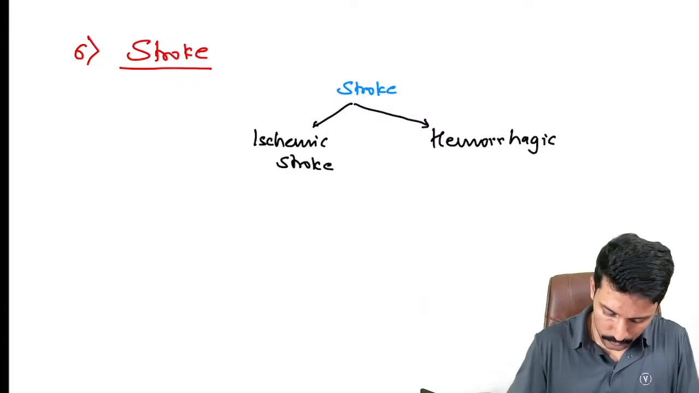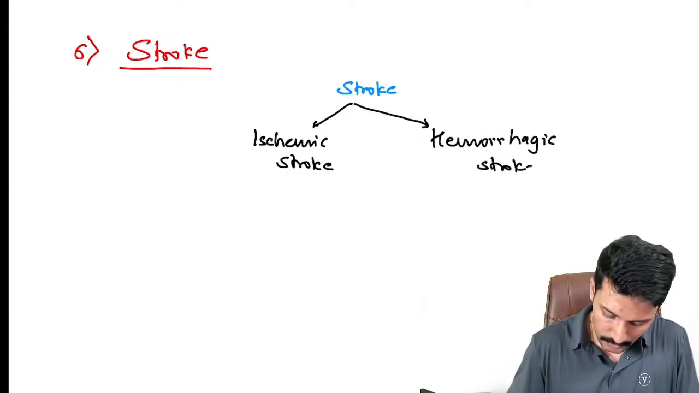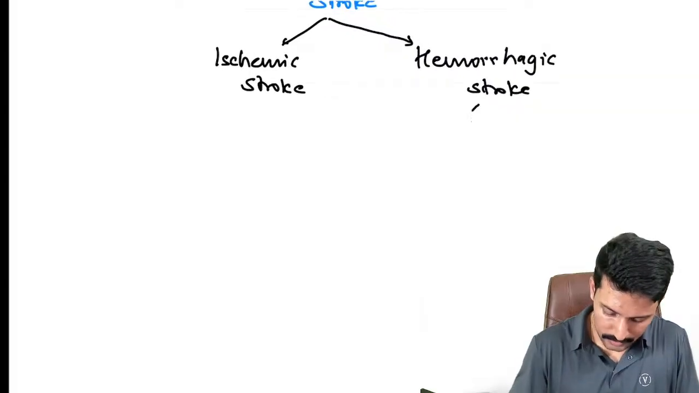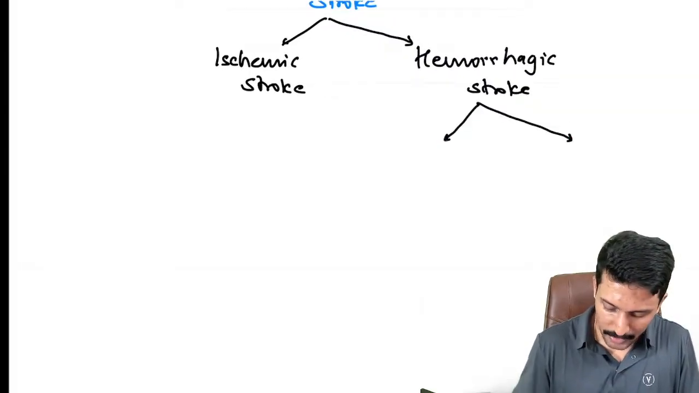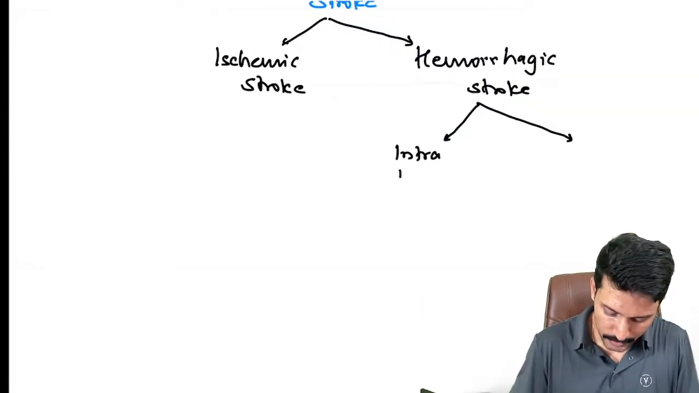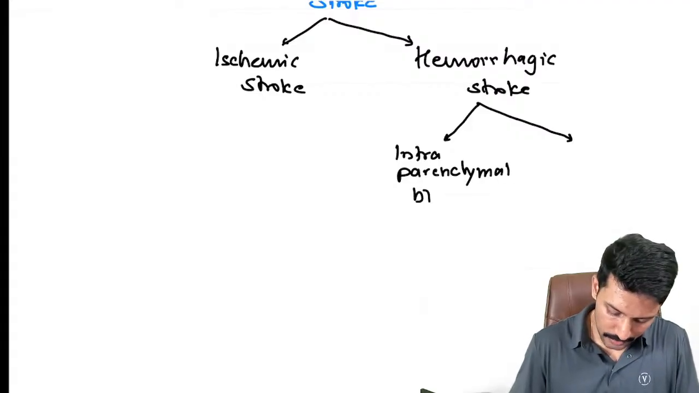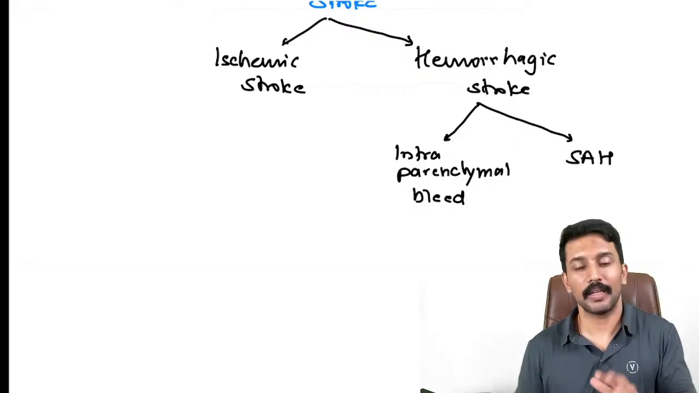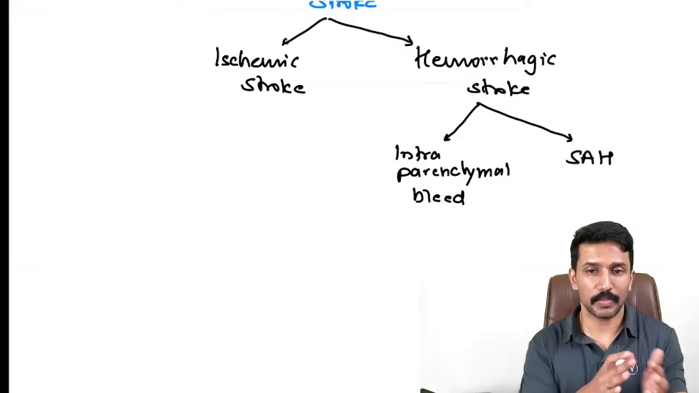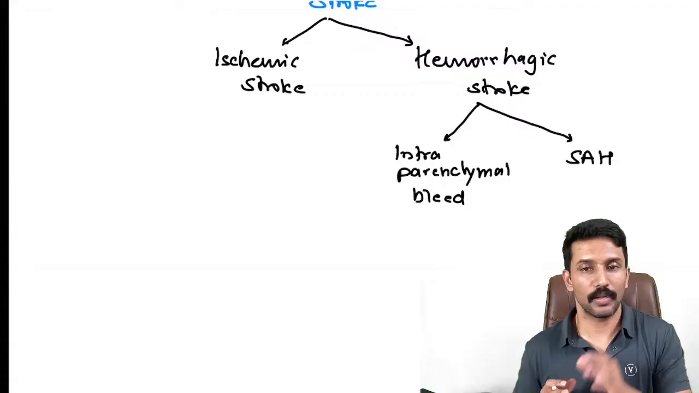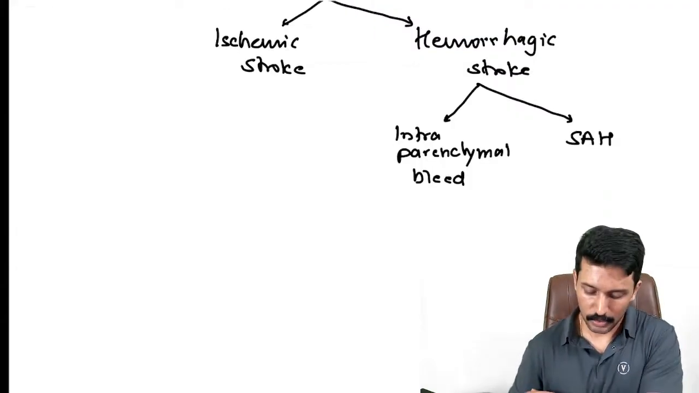And when it comes to the hemorrhagic stroke, we have two categories. One of them is intraparenchymal, meaning inside the tissue of the brain, intraparenchymal bleed, and the second one is subarachnoid hemorrhage, because both of them can happen because of vascular pathologies, but the epidural and subdural are because of trauma, so they are not considered as stroke.